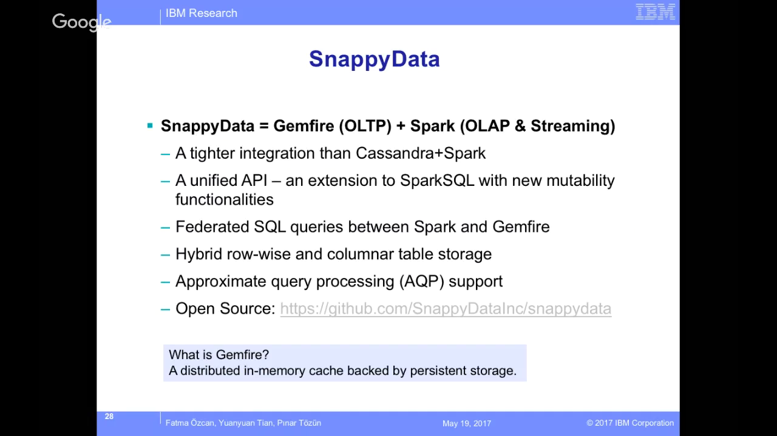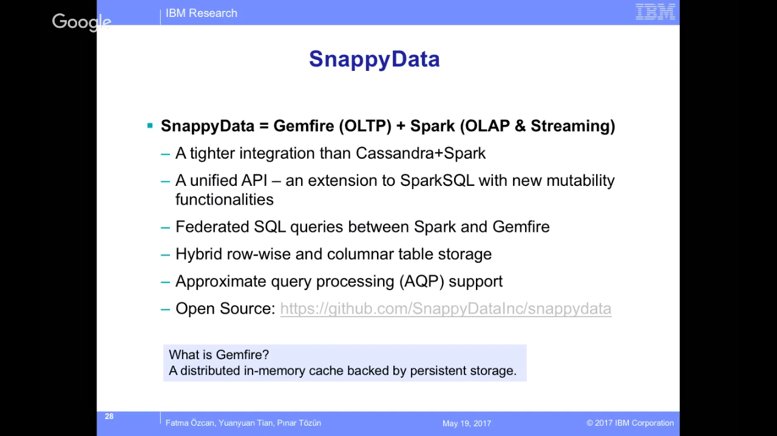And this integration between these two is basically tighter than Cassandra plus Spark. You see why this is tighter, and it provides a unified API. They actually extend Spark SQL with some of the OLTP functionalities in it. So using their new Spark SQL API, you can do both OLTP and OLAP in the same interface. And then they do federated SQL queries between Spark and Gemfire. So given a query, some parts execute in Gemfire and some parts execute in Spark.